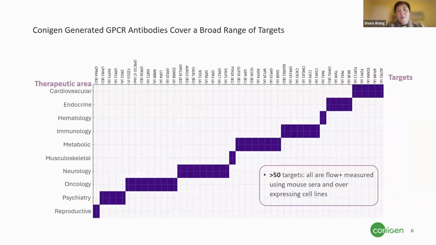So here are the 4C of Conigen's GPCR antibodies generated in the last half a year, a very short period of time, covering a broad range of targets. These targets include different classes based on structure: class A, B, C, and F. They also cover different therapeutic areas. This is the most important: the 10 therapeutic areas are all covered by the targets we selected.